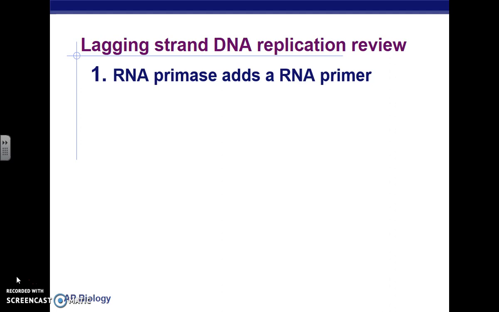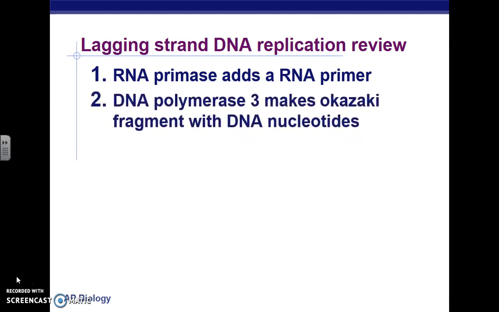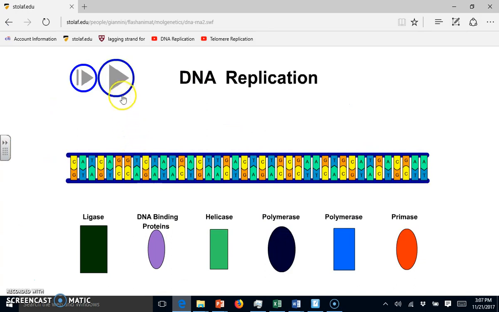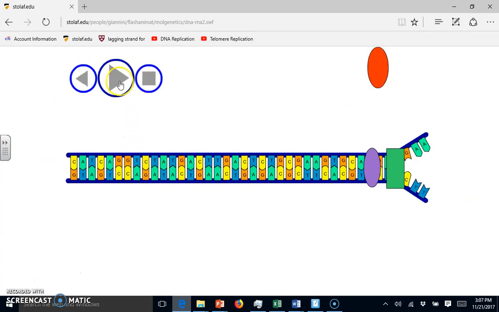Okay? Then the second step is that DNA polymerase 3 makes an Okazaki fragment with DNA nucleotides. So we're not going to go back to the same video that we started with. We're going to look at the bottom strand. Remember I told you not to look at the bottom strand? We looked at this top strand here. Okay, now we're going to look at the bottom strand.